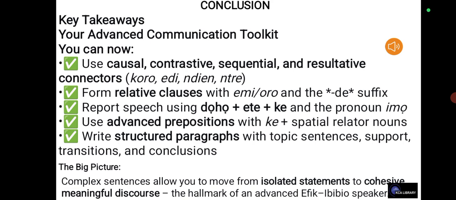This section fixes the errors that keep learners sounding foreign. The first mistake is leaving off the or re in relative clauses. Without it, emi ak eura is wrong and confusing. It must be emi ak de eura for who went to the market. The second mistake is using any when you need imo in reported speech.